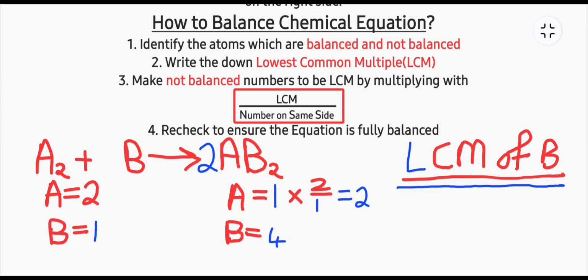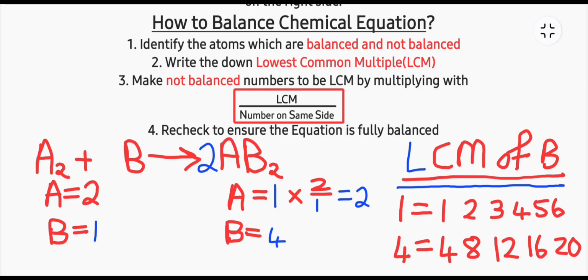It's 1 and 4. For 1 the multiples are 1, 2, 3, 4, 5, 6. For 4 they are 4, 8, 12, 16, 20. Now what is the LCM between 1 and 4? The LCM there is going to be 4. So if my LCM is 4, it means I am going to go to number 3.